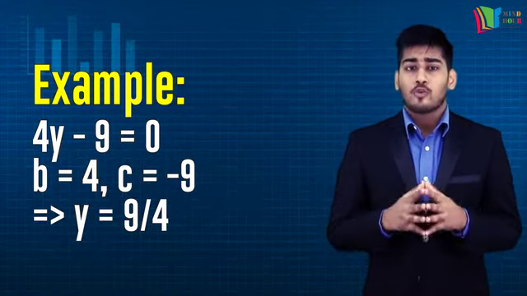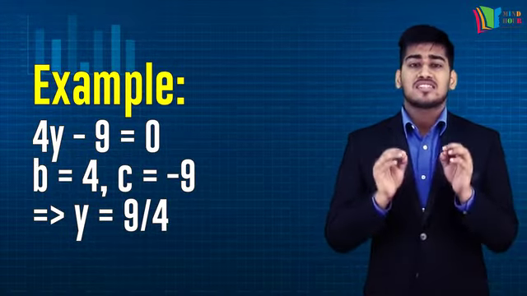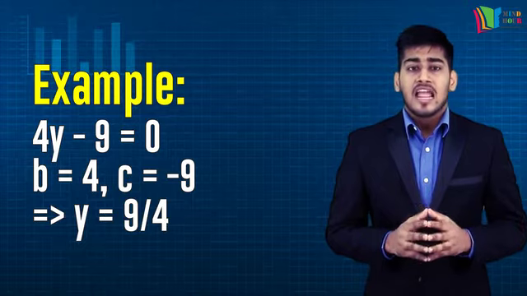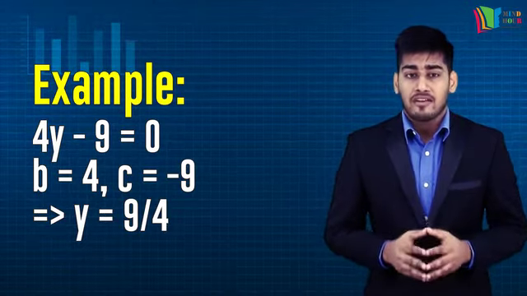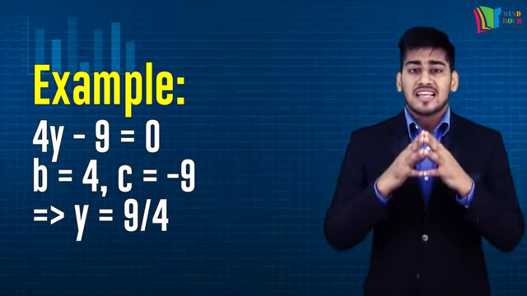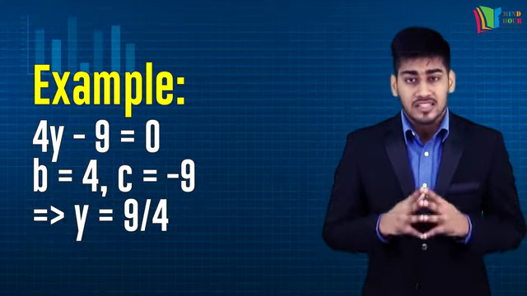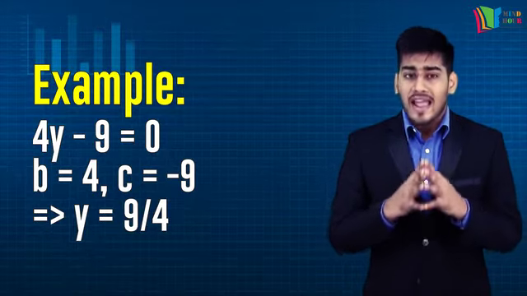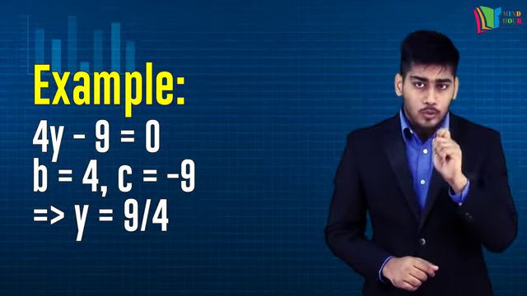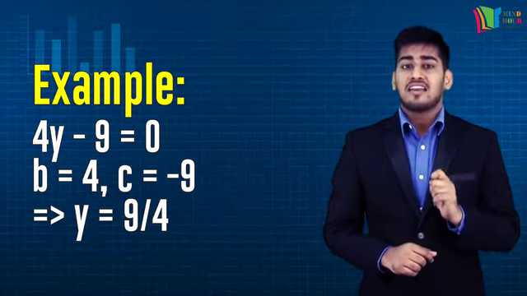For example, 4y - 9 = 0 is one such equation. It has b equal to 4 and c equal to -9. It will be the same as y = 9/4, which is equal to -(-9)/4. This is exactly the same as -c/b for this equation. It will be a line parallel to x-axis at a distance of 9/4 units from it. Notice that since the value 9/4 is positive, this line will be above the x-axis. Alright, these were the equations with only y in them and they represented lines parallel to x-axis.